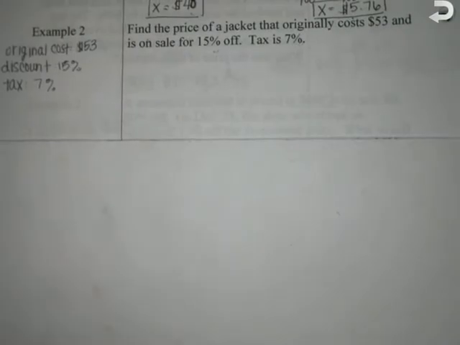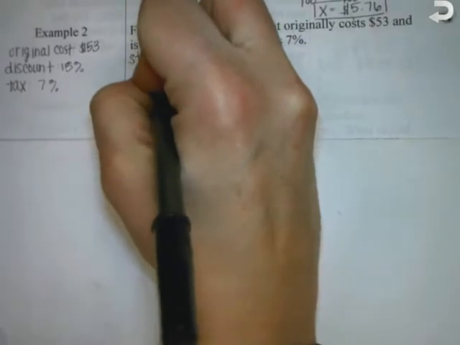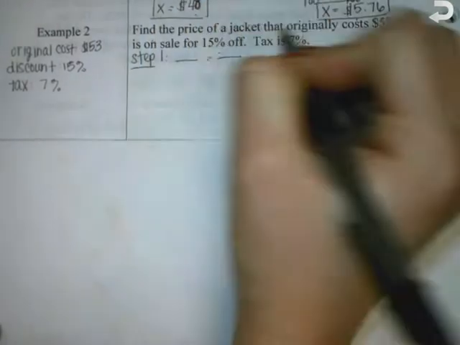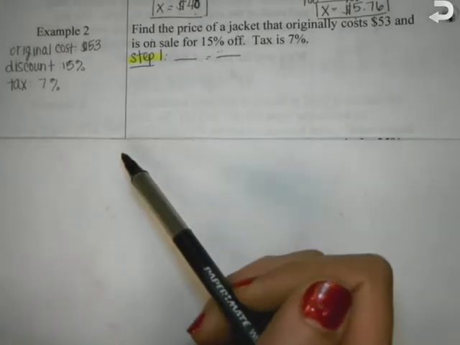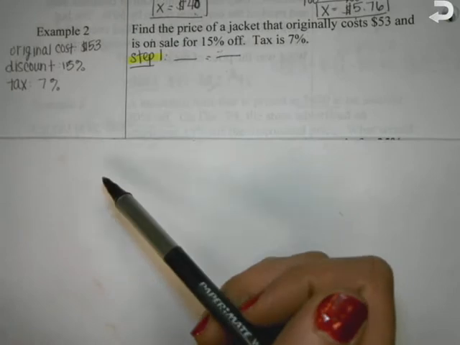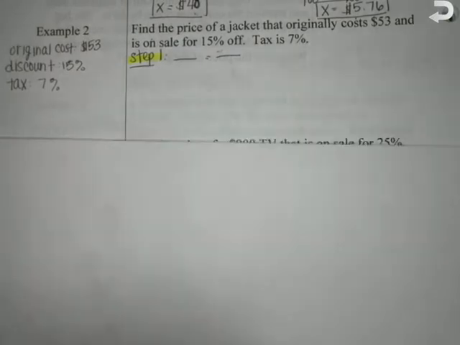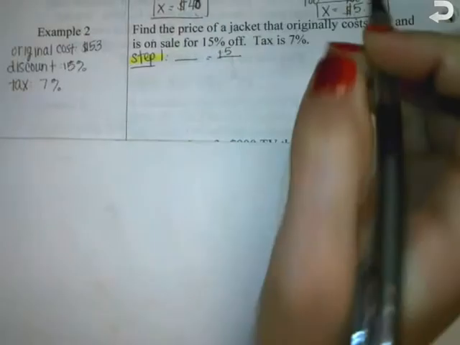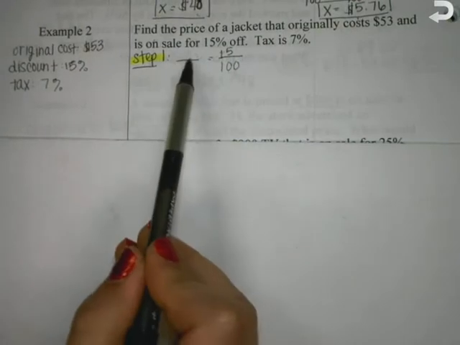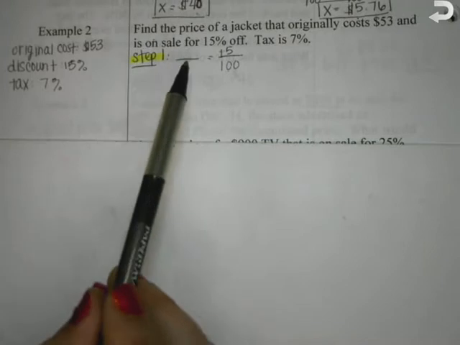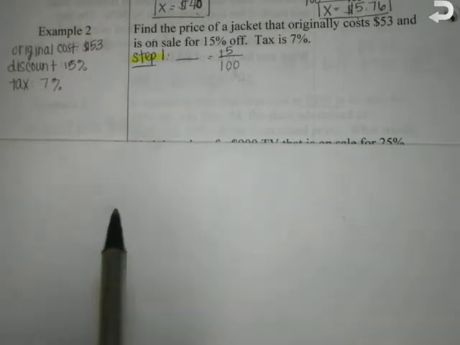Okay, so step 1, we want to first find the discount. So I'm going to set up a proportion. And will you guys right now fill out the proportion? Okay, what goes on the right-hand side? The percent, which is 15%, and percent always over 100. Good. Okay, so then what's going to go on the left-hand side? X over 53. Good. Is that what everybody got?